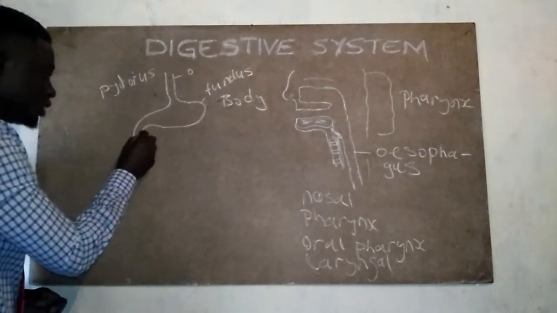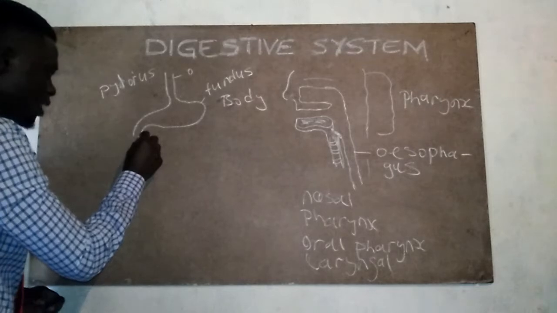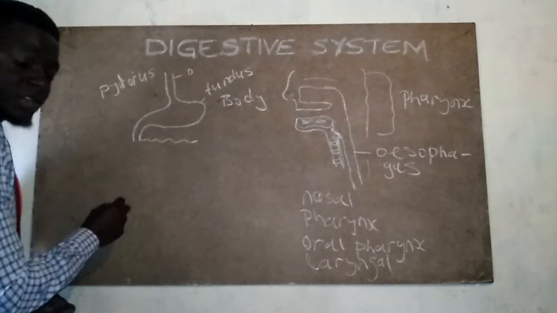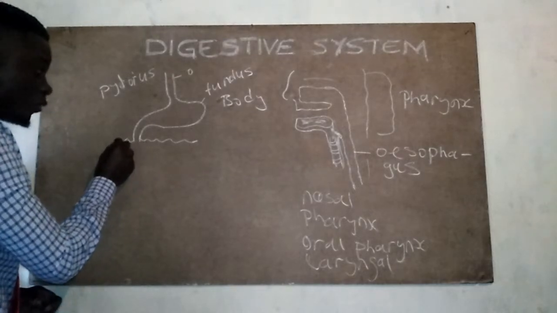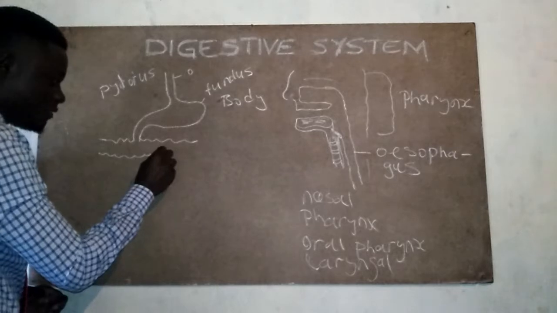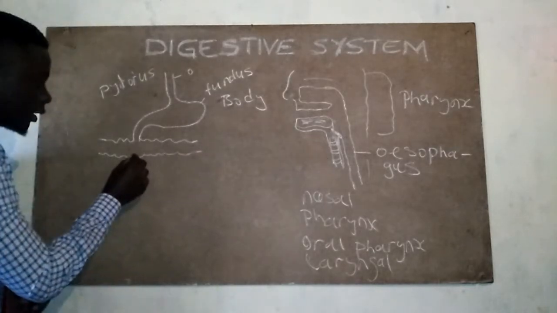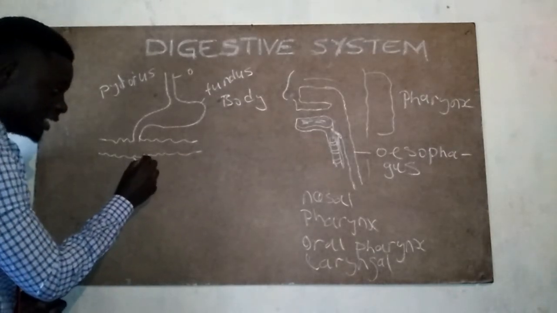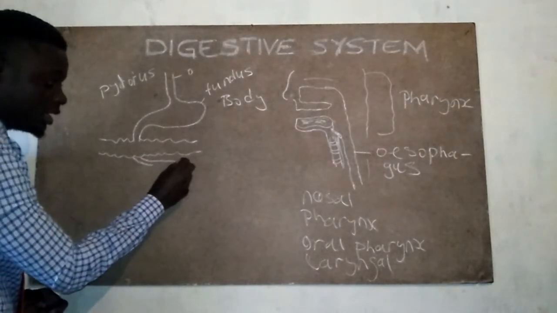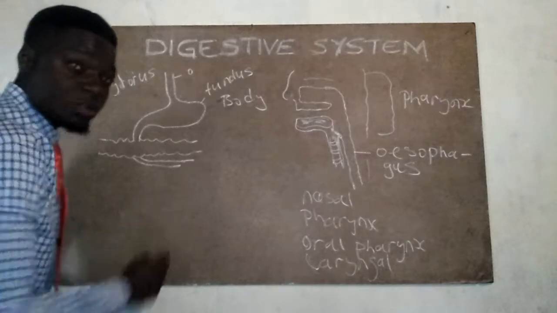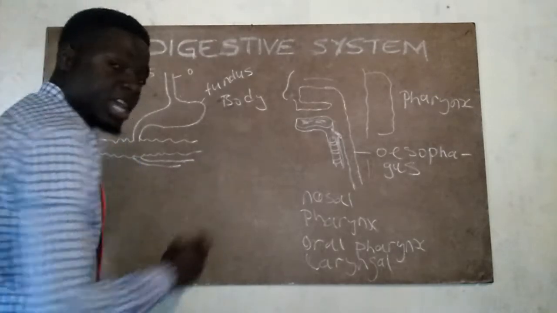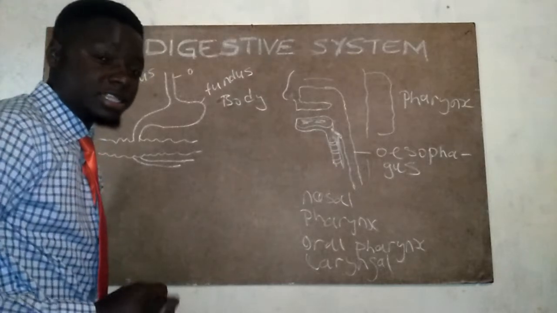And just here we have the section of the sigmoid, the transverse colon. The colon, of course, is the large intestine. So here we have the large intestine. And at the back of the large intestine, the small intestine will start here. And the first part of the intestines is called the duodenum. So it's the duodenum, the first part of the small intestine.